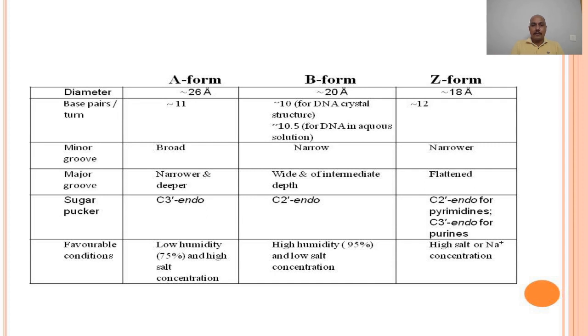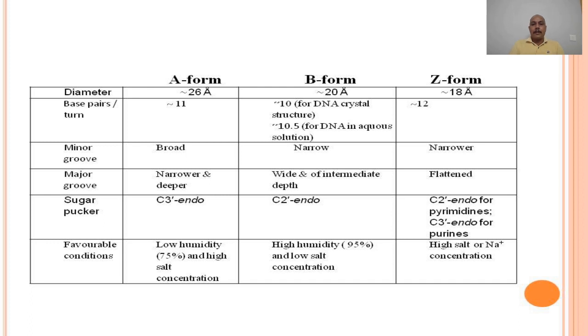Moving to the next section, the various forms, in which the major forms we can consider are the A and B forms of DNA, which belong to right-handed DNA, and another one is the Z form of DNA, which is the example of left-handed DNA. The left-handed DNA is basically due to the alternating syn and anti glycosidic bonds, while in the right-handed forms of DNA, the glycosidic bonds are always in the anti orientation.